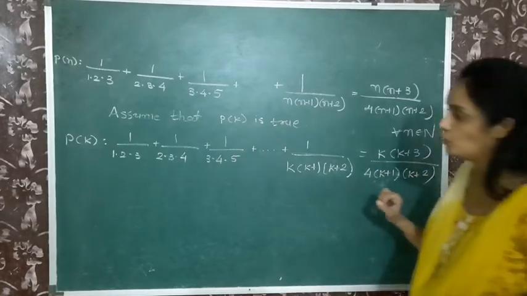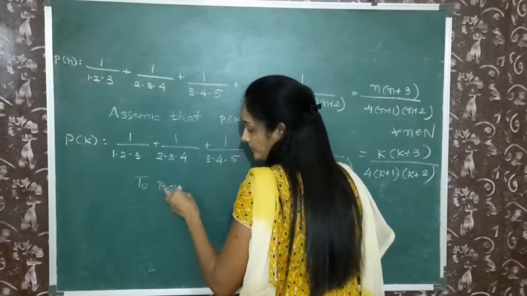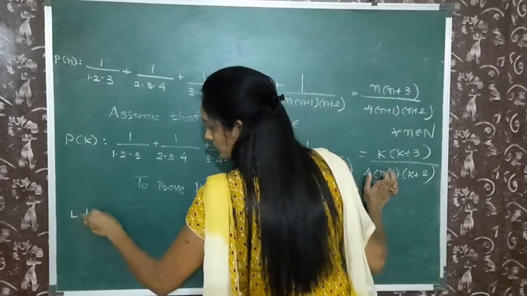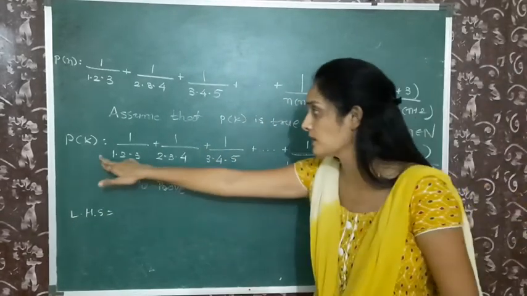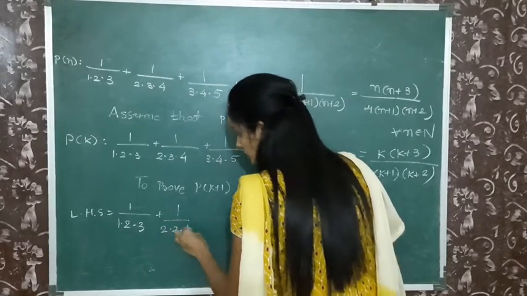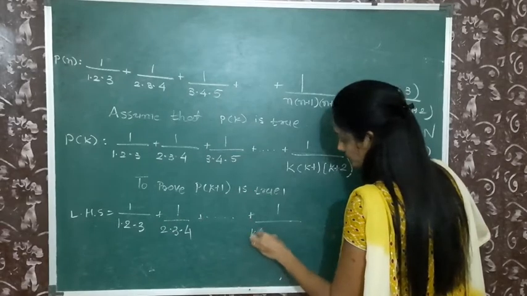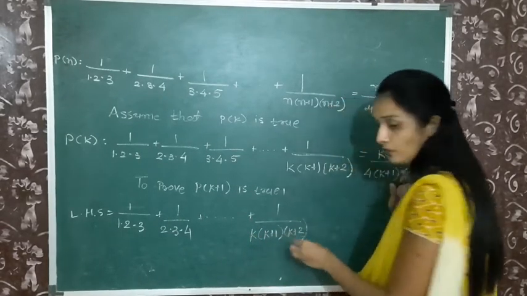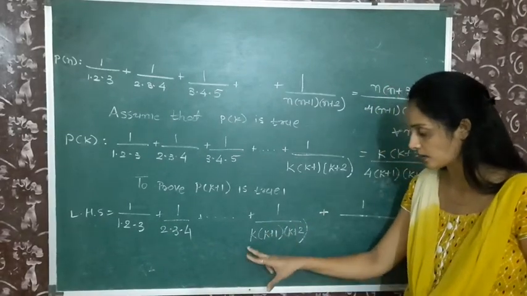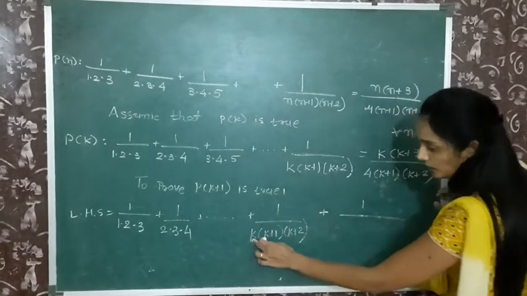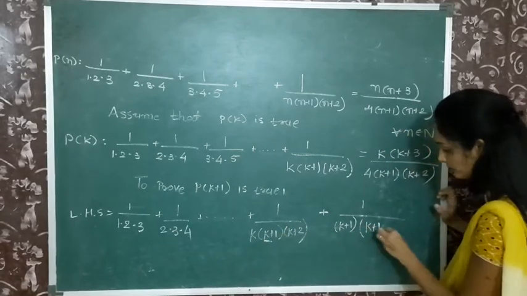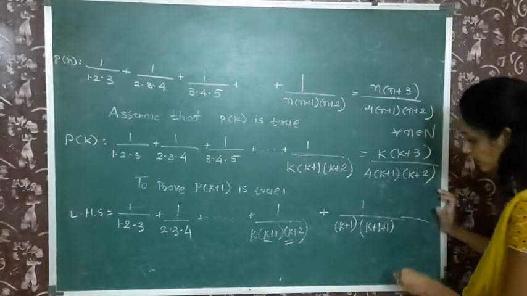Okay. Now to prove P(k plus 1) is true, we take left hand side. So first we write down the left hand side of P(k), that means exactly this term. And now we have to add one more step, and this step is exactly this step, but k is replaced by k plus 1. So k plus 1, k plus 1 plus 1, and this k is also replaced by k plus 1.